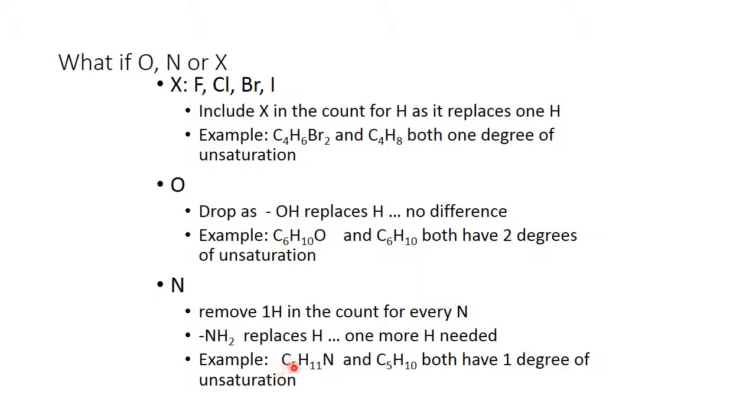So if I look at this compound here, what would be the equivalent count for it without the nitrogens? Well, if I remove the nitrogen, I have to remove 1 of the hydrogens to give it an equivalent degree of unsaturation. So C5H11N gives the same degrees of unsaturation as C5H10. So both of these compounds have 1 degree of unsaturation because 5 times 2 plus 2 is 12. 12 minus 10 is 2.